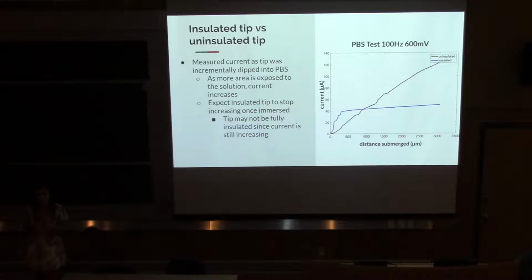This has caused us to move away from using silicon dioxide as our insulator and instead move towards using alumina, since a preliminary test of measuring current as we dip the tip into phosphate buffered saline has showed that current was 0, which means that our tip was effectively insulated. So as we move forward with our experiments, we will be moving forward with alumina as our insulator.